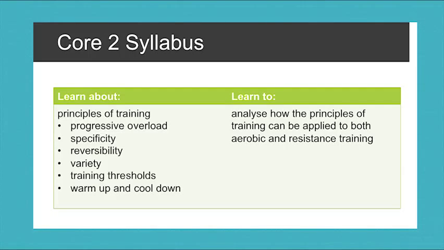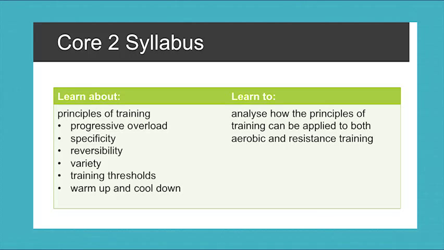We're having a look here at a Core 2 part of the syllabus. You can see it's broken down into 2 different sections. On the left-hand side, there is the Learn Abouts, and on the right-hand side are the Learn Tos. This particular part of the syllabus talks about the principles of training. You can see there's progressive overload, specificity, reversibility, variety, training thresholds, warm-up and cool-downs. These are all important terms and terminology that you will get to know throughout the course of your study.